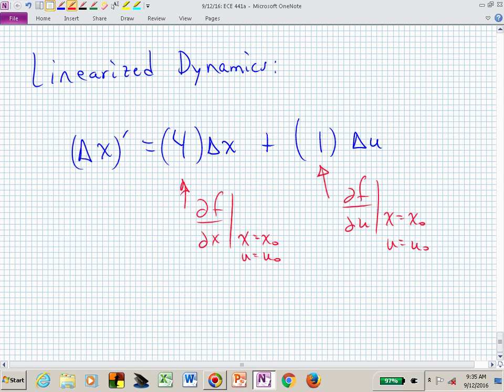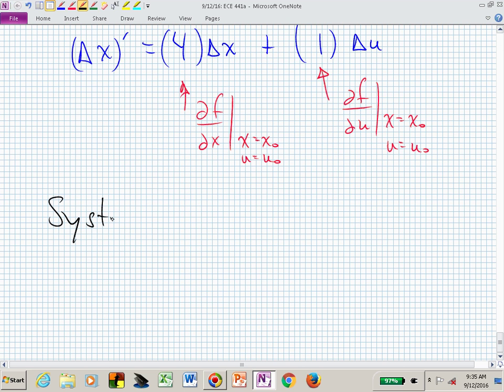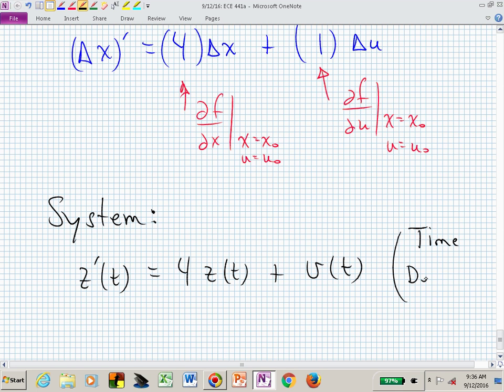And if we didn't like those deltas floating around, which really just means small change around x and u, we could relabel this and say, our system that we are now wanting to play with, let's just replace delta x with z. So now we have z prime is equal to 4z plus, let's say, some input v. And now we have a linear system to play with or to think about.